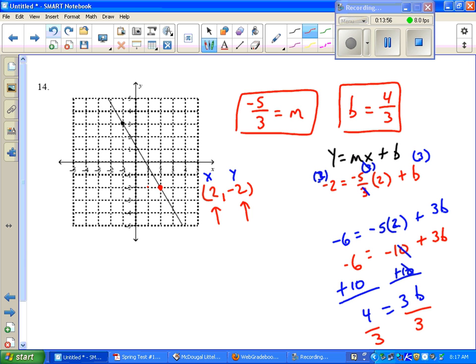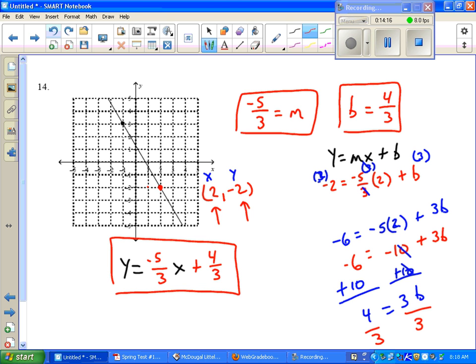So what we need to do is write our equation y equals mx plus b, plugging those in. y equals, skip yourself a space and put your x. m's value we found out right away was -5/3 x, and b's value we just found out is plus 4/3. So your final answer for number 14, after all of that work, is y equals -5/3 x plus 4/3.